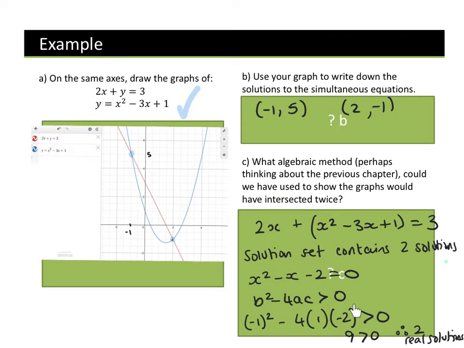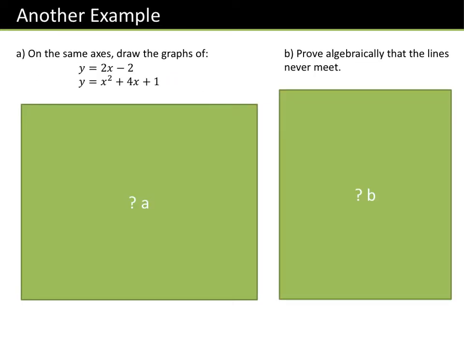So, if it has two solutions, we know that b squared minus 4ac is greater than 0. If I substitute it in, I get 9 is greater than 0. So therefore, there's two real solutions. This only works with simultaneous equations once you've substituted in, because then that's how we see that combined, if they have solutions or not.